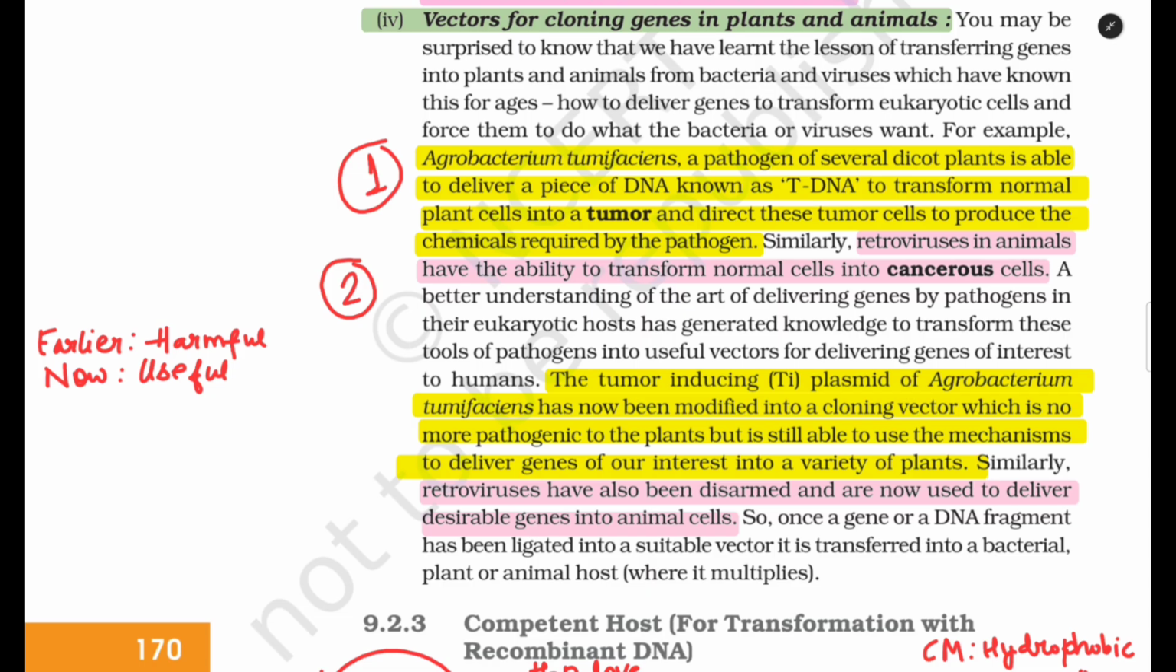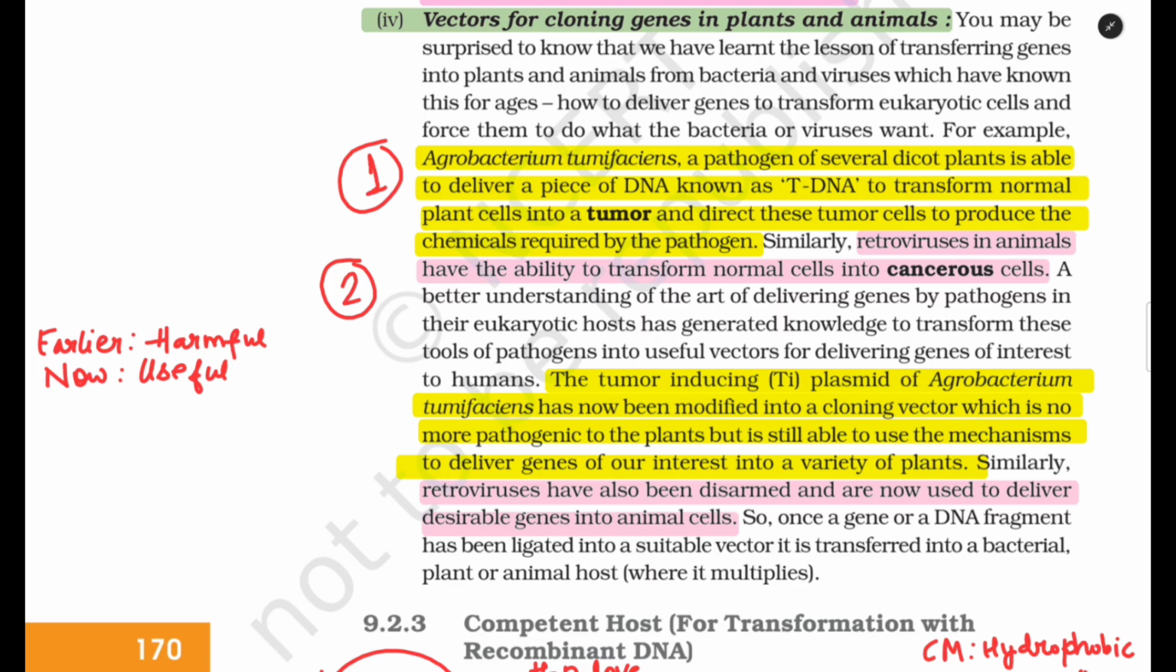A better understanding of the art of delivering genes by pathogens in their eukaryotic host has generated knowledge to transform these tools of pathogens into useful vectors for delivering genes of interest to humans. The tumor-inducing Ti plasmid of Agrobacterium tumefaciens has now been modified into a cloning vector which is no more pathogenic to the plants but is still able to use the mechanism to deliver genes of interest into a variety of plants. Similarly, retroviruses have also been disarmed and are now used to deliver desirable genes into animal cells.